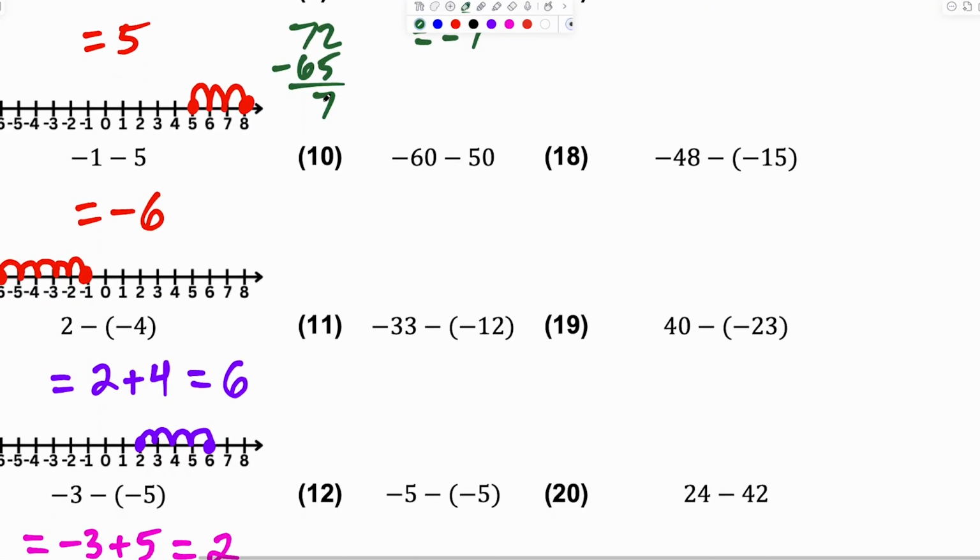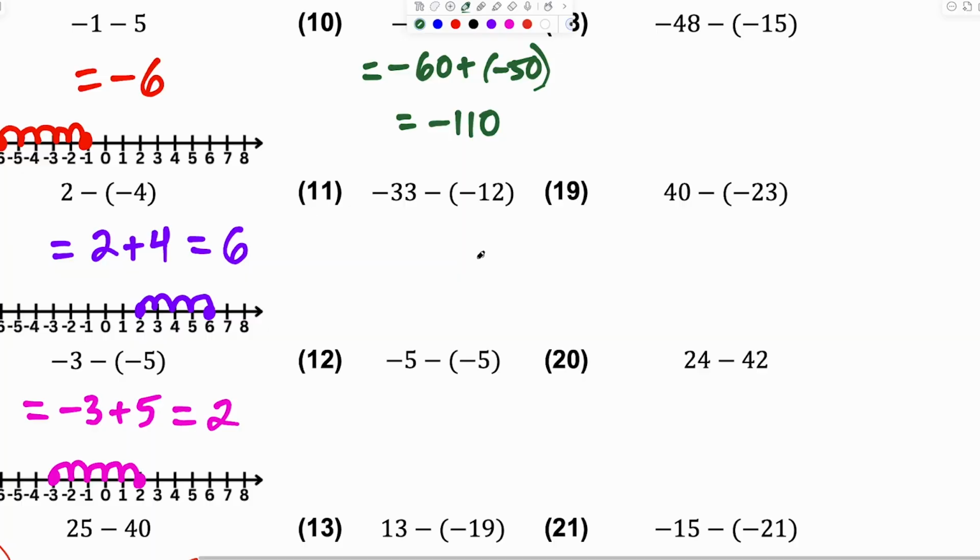Question 10, we have negative 60 minus 50. So if you just know to add those two numbers and that you're going to get negative 110, then great. Otherwise, the in-between step is to say negative 60 plus negative 50. And if I have 60 negatives and then 50 more, then I have 110 negatives in total. Now, next up, question 11.